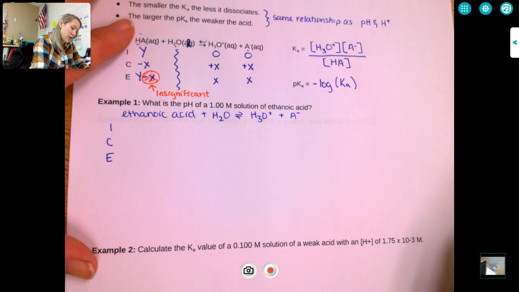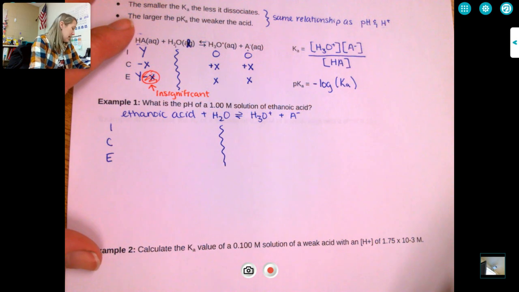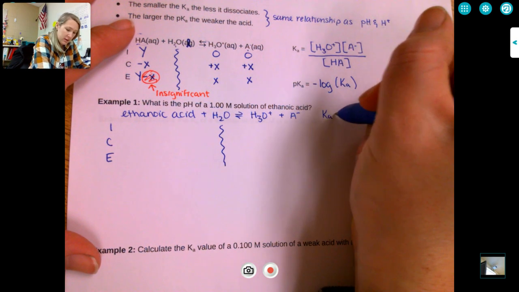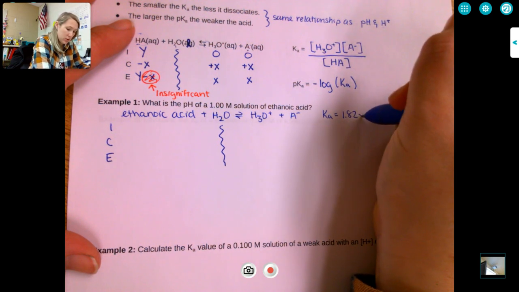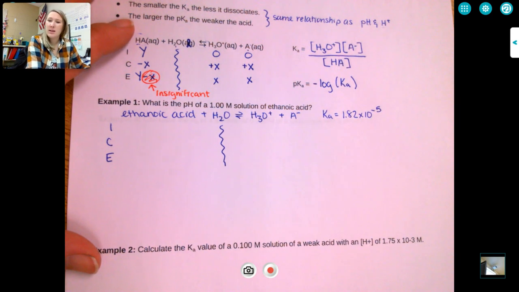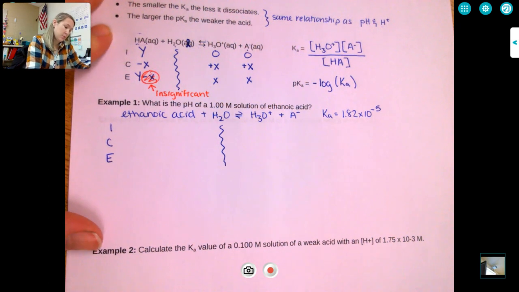I'm going to make my ICE chart. Water is a liquid, so it doesn't matter. And we would be given in here our Ka value for ethanoic acid. You look it up in a table, 1.82 times 10 to the negative 5. In the front of your packet, there should also be a table of Ka values. And if not, you can always look up tables of Ka values. You'll never be asked to memorize them. They'd be given to you.